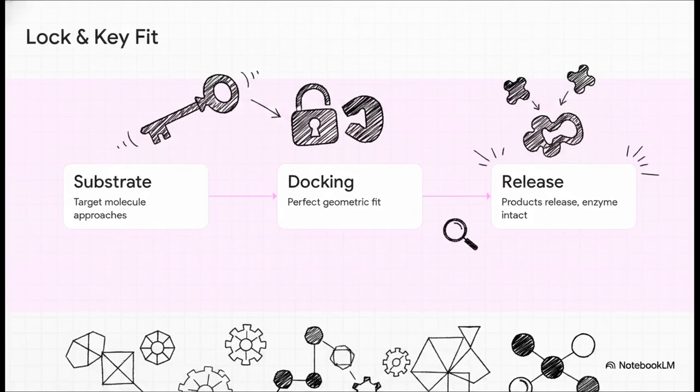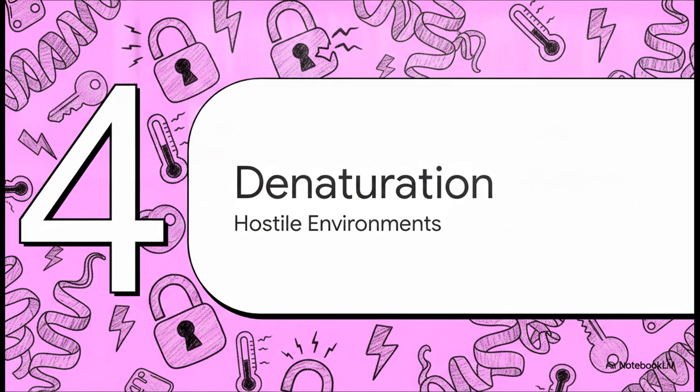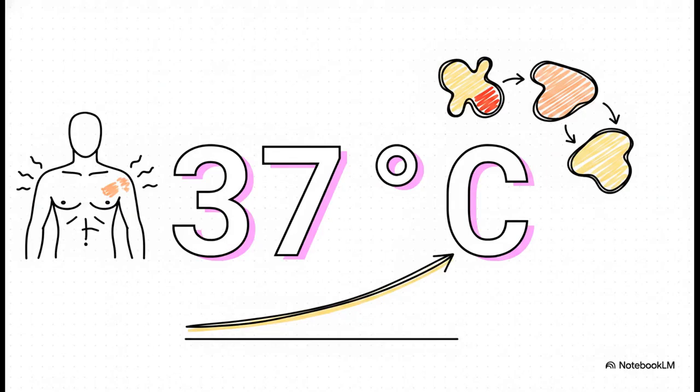Finally, in step 3, the reaction is catalyzed, the new products release, and the enzyme is left completely unchanged, just waiting for a new key. Section 4. Denaturation, temperature, and pH. Enzymes are incredibly sensitive to their environment, especially when it comes to temperature. For human enzymes, there is a magic number, 37 degrees Celsius.